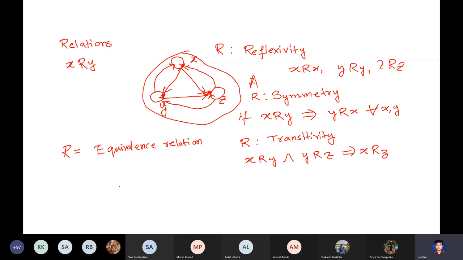So if X, Y, and Z are related by an equivalence relation, you see there is a strong connection between them. They're completely interconnected to each other. That's when we call this an equivalence relation.